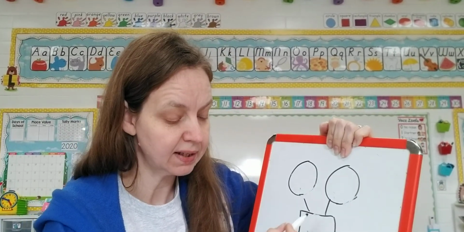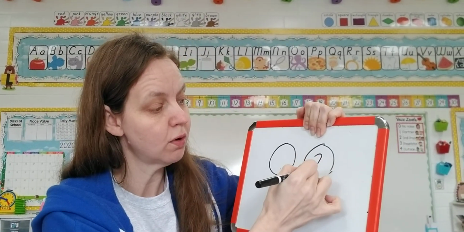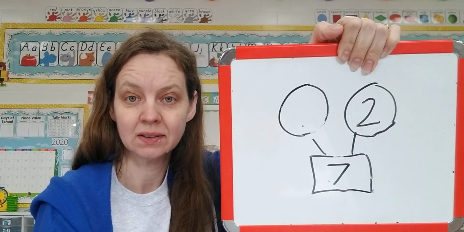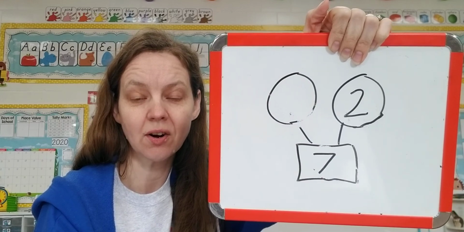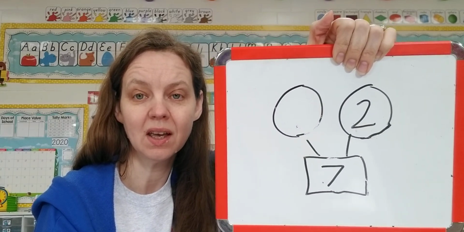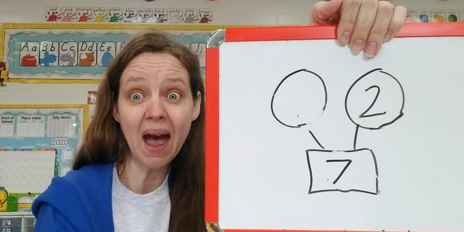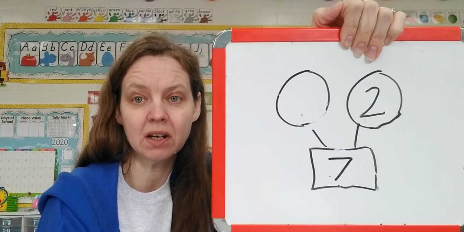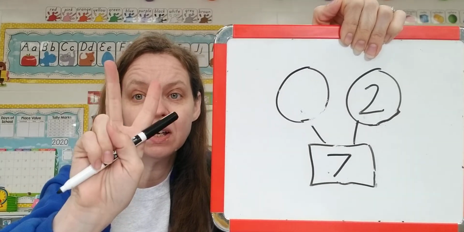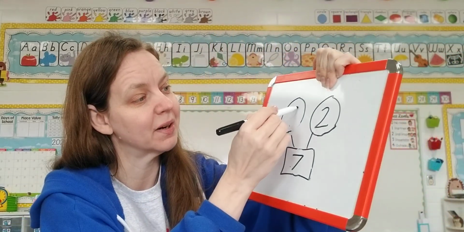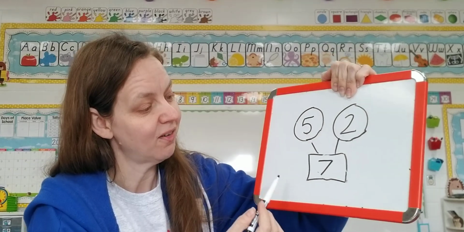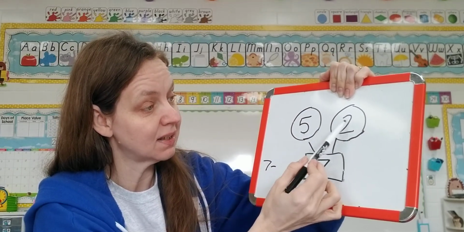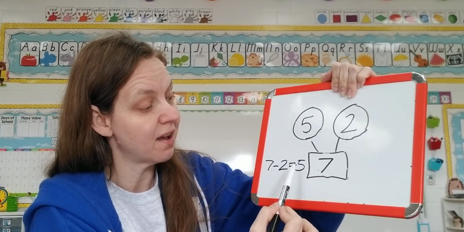My petunia had 7 petals and 2 fell off. How many are left? If you still need dots, draw 7 dots and cross out 2. If you're counting back, that is our subtraction strategy. Put 7 in your brain and let's count back 2. 7, 6, 5. We're going to put a 5 right there. All right. My number sentence now would be 7 minus 2 equals 5.